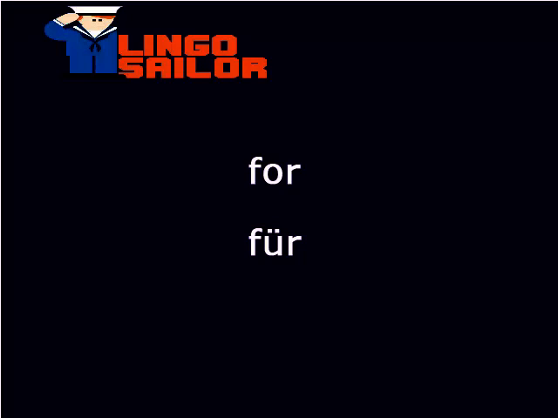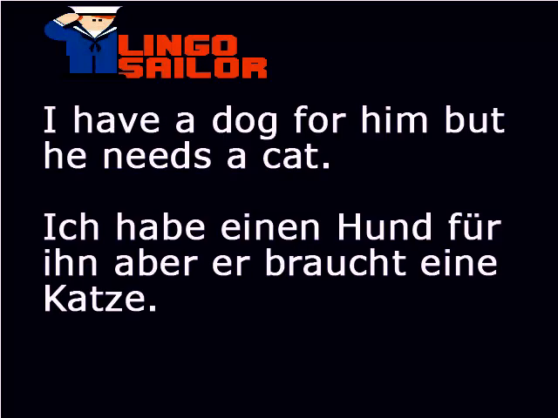The word for, which you already know, means für. So, let's look at this sentence. I have a dog for him, but he needs a cat. For in German is für. Ich habe einen Hund für ihn, aber er braucht eine Katze.